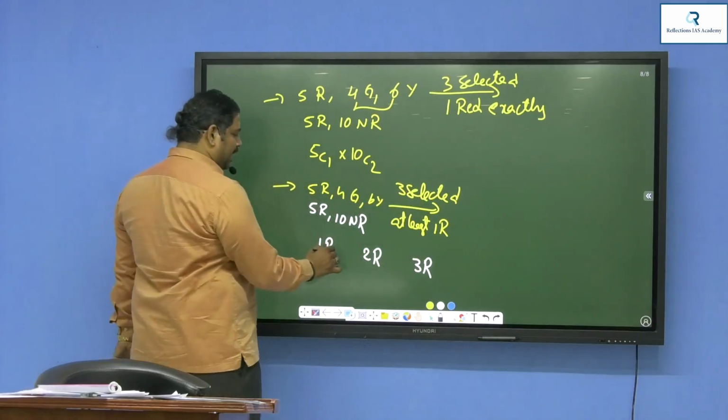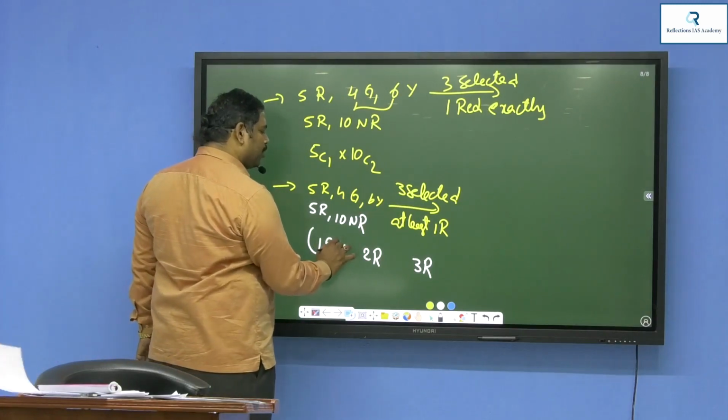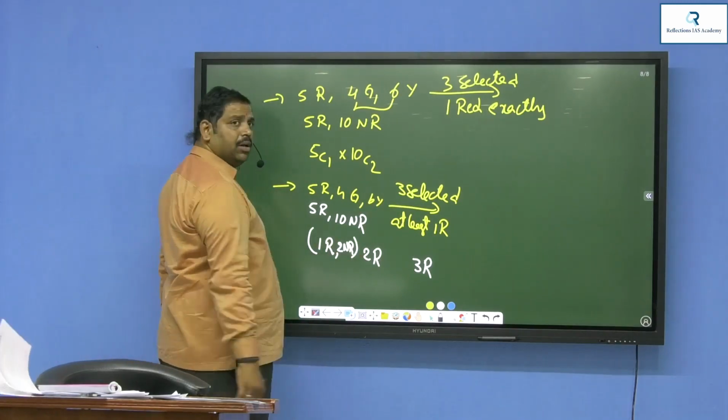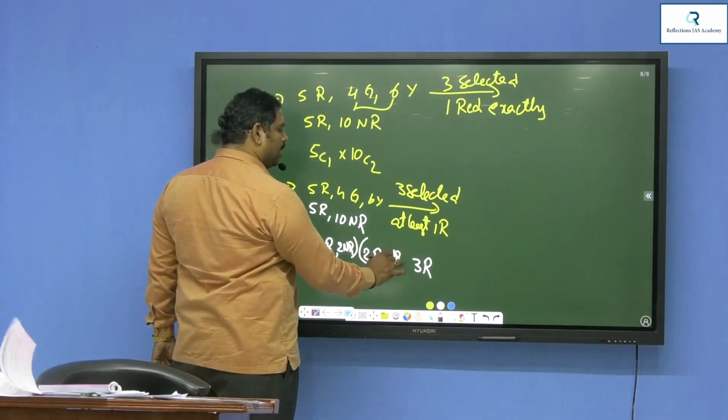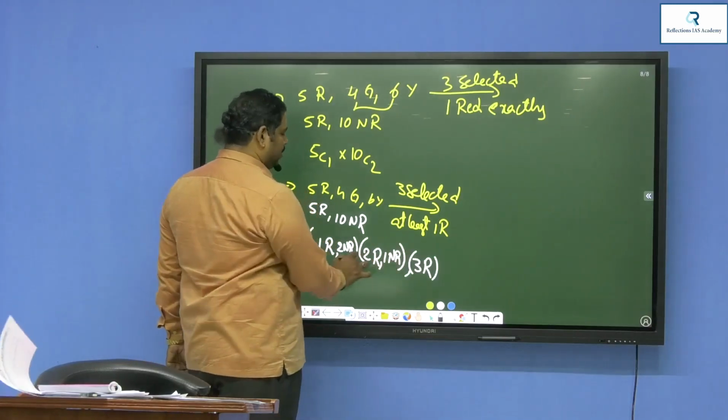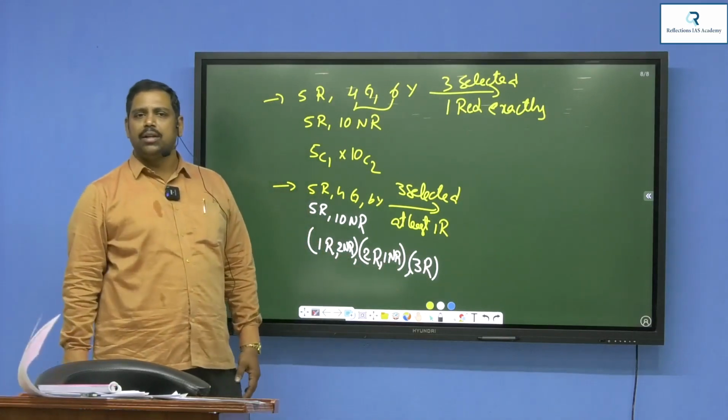If you select 1 red, what about the remaining 2? Non-red. If you select 2 red, the remaining 1 is non-red. If you select 3 red, the remaining is nothing. 3 cases.